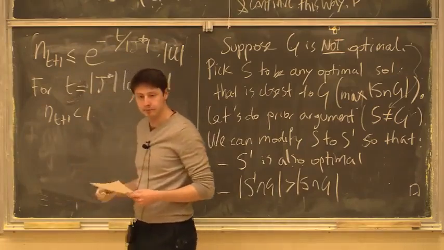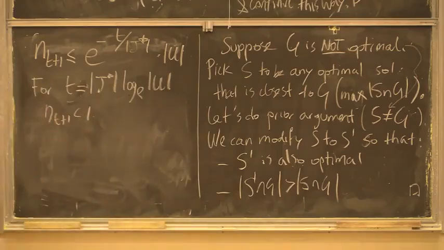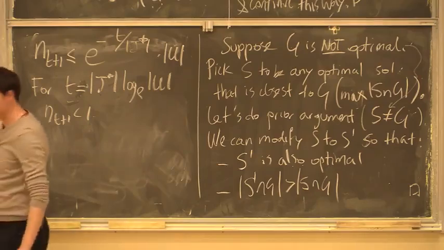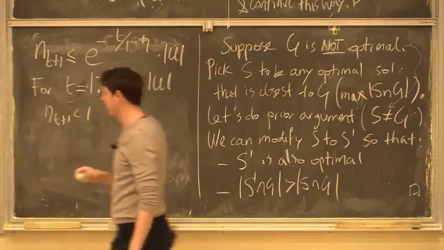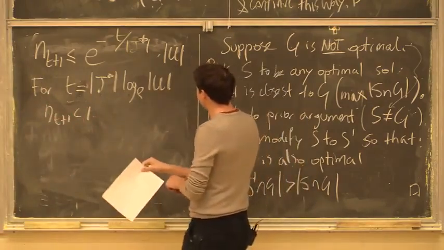Yeah? X is 1 over j star. I'm sorry, this is 1 over j star. Thank you. This is e to the minus 1 over j star. Thank you. Sorry about that. All right, thanks for catching it.